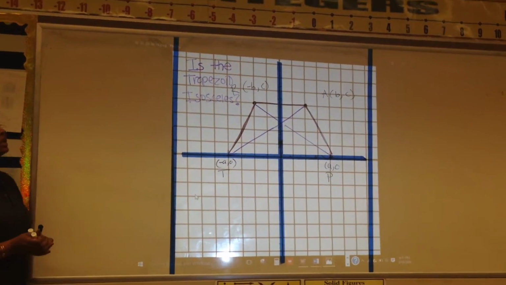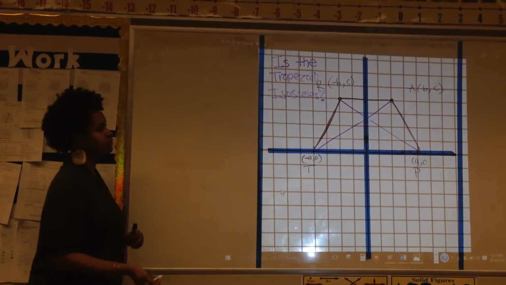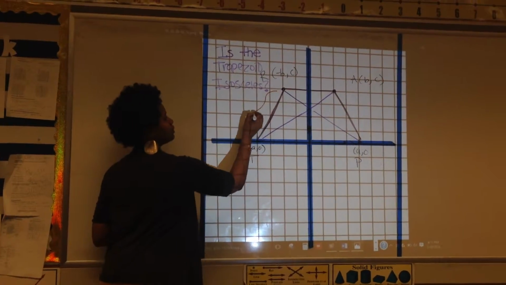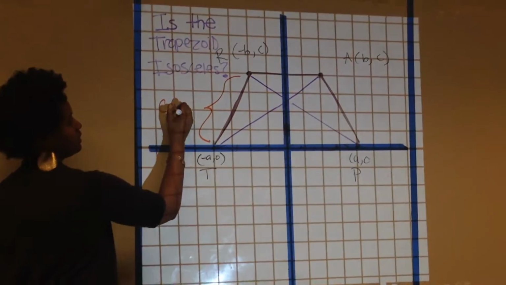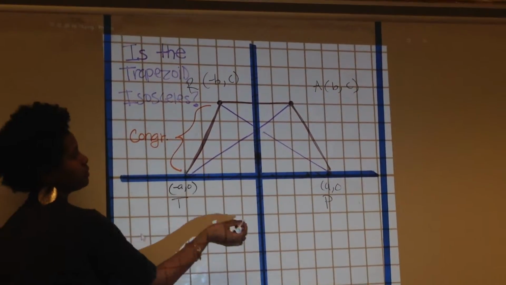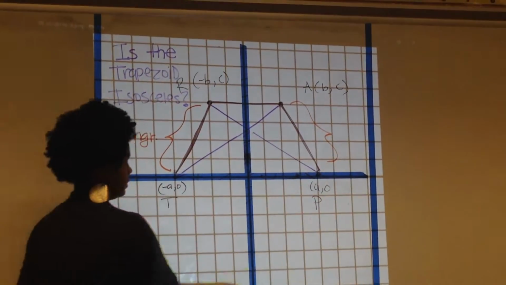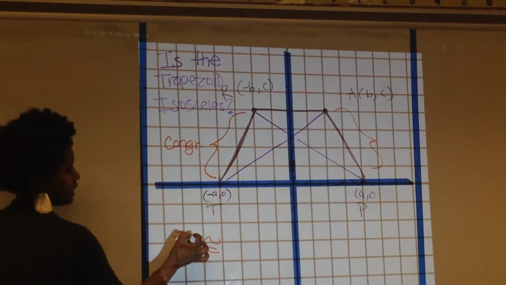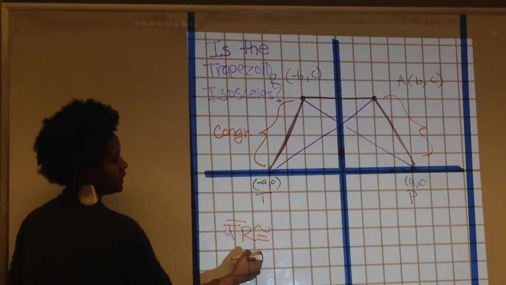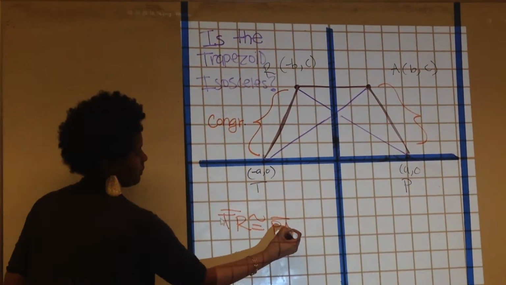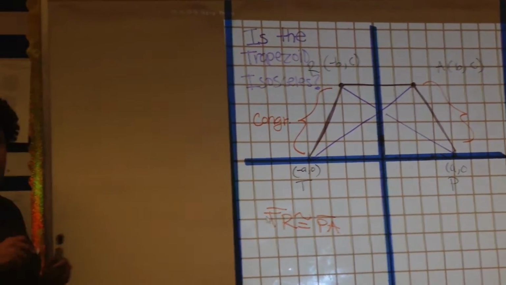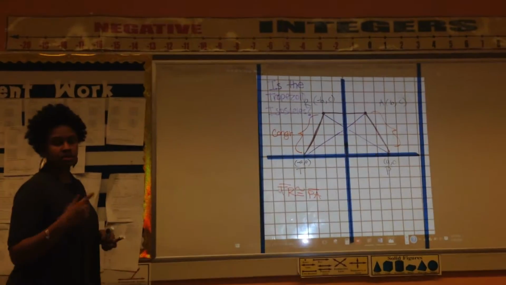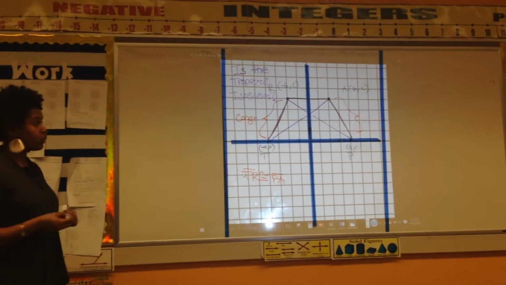So a couple things. In order for it to be isosceles, remember, these sides have to be congruent. So this side has to be congruent to this. So in other words, segment TR must be congruent to segment PA. So what do we know, and what can we use to help us determine if those are congruent? We use the distance formula.